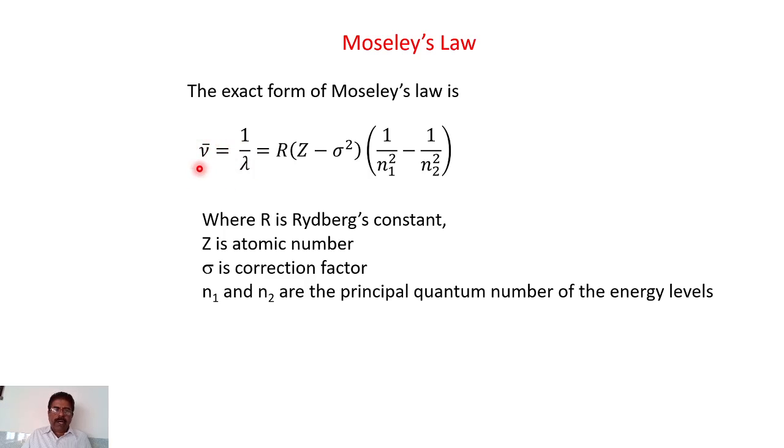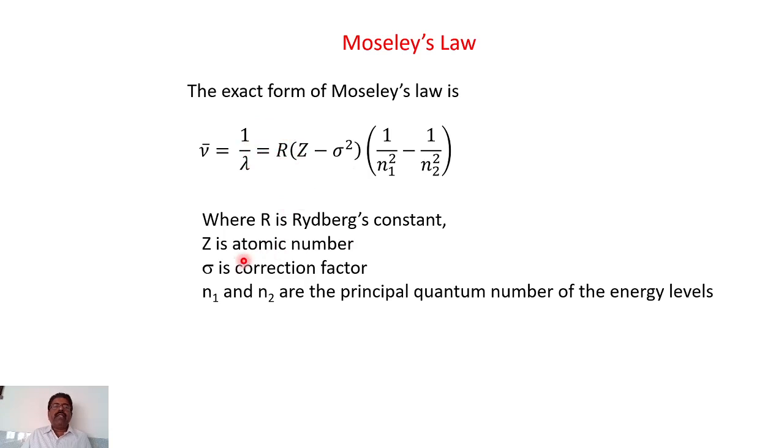So nu bar is 1 upon lambda, that is equal to R in bracket Z minus sigma square in bracket 1 upon N1 square minus 1 upon N2 square, where R is the Rydberg's constant. Earlier also in Bohr's atomic model, we have seen this Rydberg constant R. It is the same thing here also.